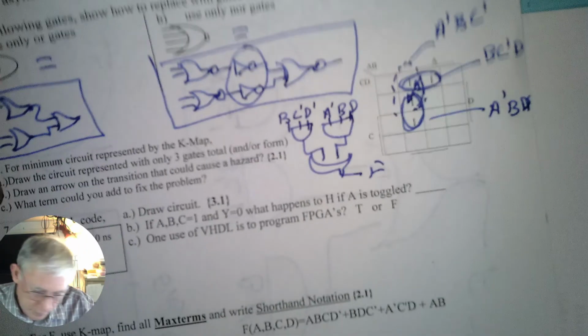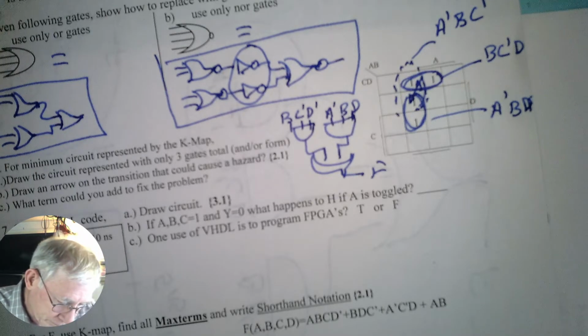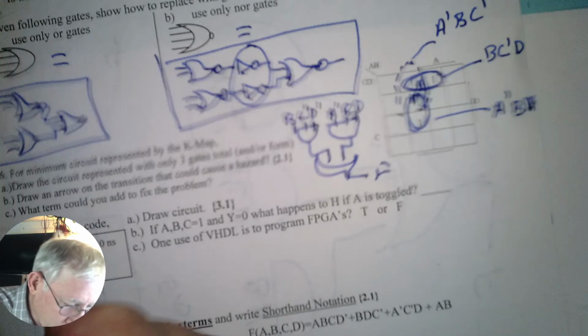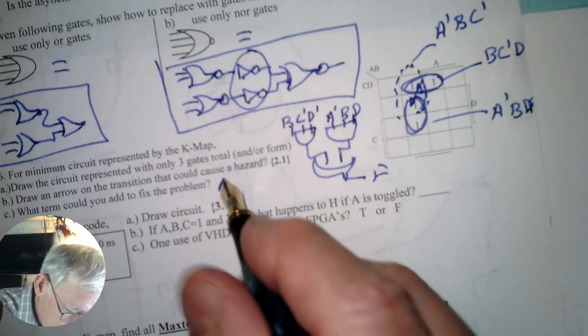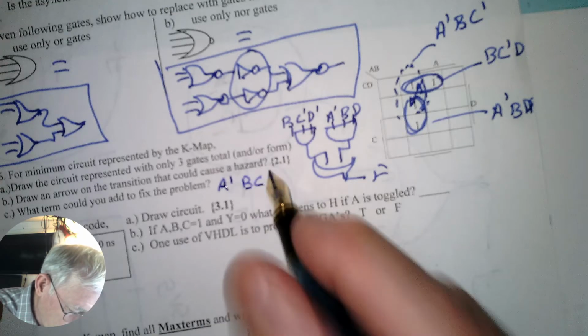These last couple of problems. All right, so the answer is, what term could you add to fix the problem? You add the A prime, B, C prime term.